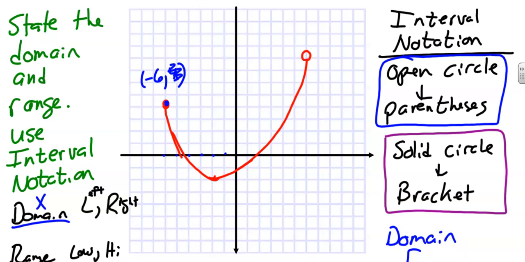So for domain, you're going to tell me, all right, my leftmost point's at -6. If I go all the way to the right side of the graph, that's this point, and that's at 1, 2, 3, 4, 5, +6. And it's an open circle, so you're going to use a parenthesis.